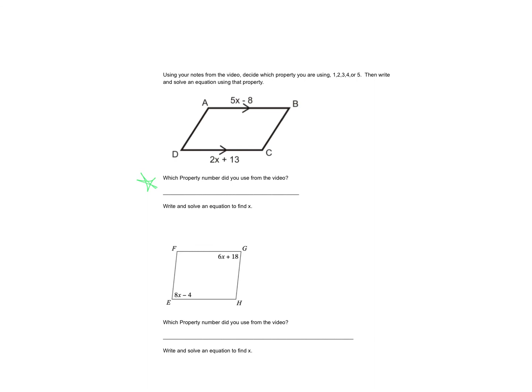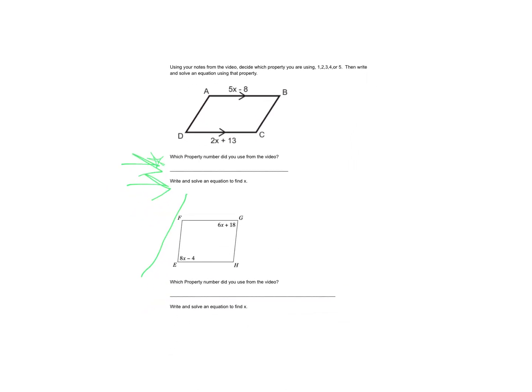So in words, you're basically saying how you're going to write your equation. On this first one, I want you to say which property you used, and then write and solve an equation to find x. Then you're going to do the same thing down below on the second one, and there are a couple more on the next page. Please let me know if you're confused on how to explain the property or anything like that. All right, good luck.